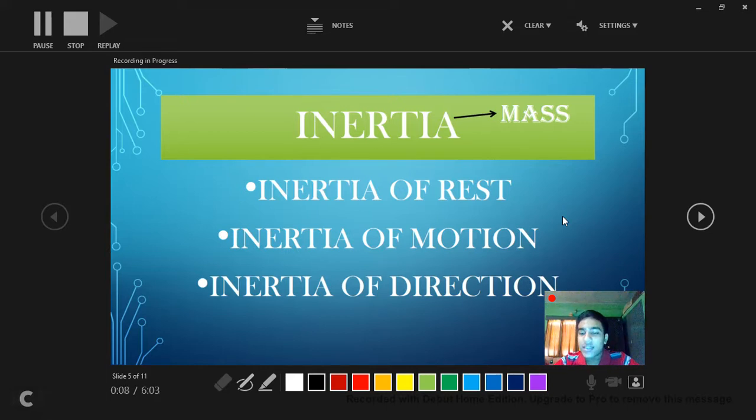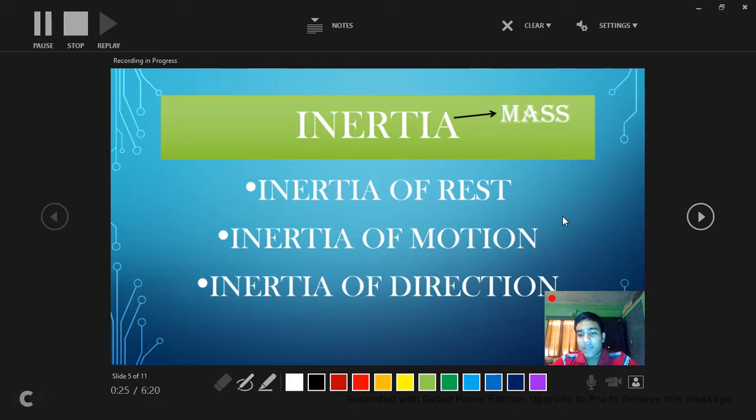Inertia is the tendency of an object to resist a change in its state of motion or of rest. So it is almost the same as Newton's first law of motion, the law of inertia and the first law of motion. How is it the same?